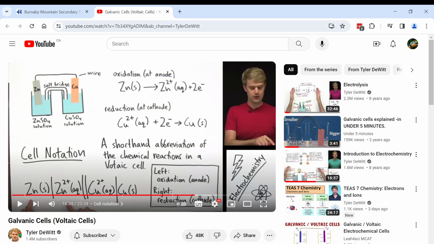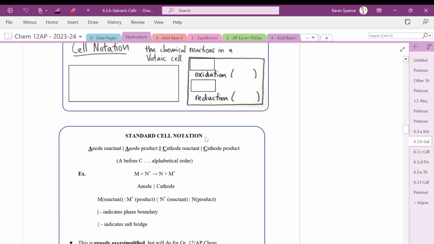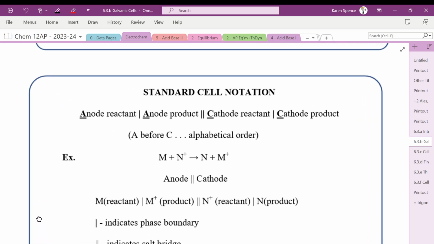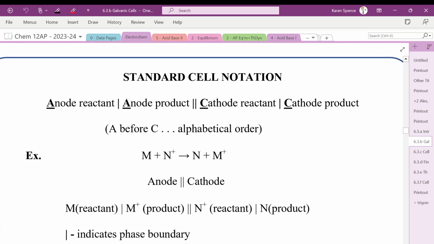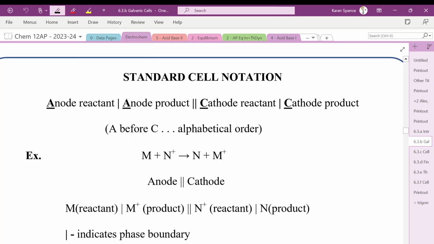All right, so let's just bop here. Where did you go? There we are. Here we go. Standard cell notation. So we have A before C, alphabetical order. We have the anode reactant, and then the product. Then we have the cathode reactant and then the product. So this here is going to be the oxidation. And this is going to be the reduction.